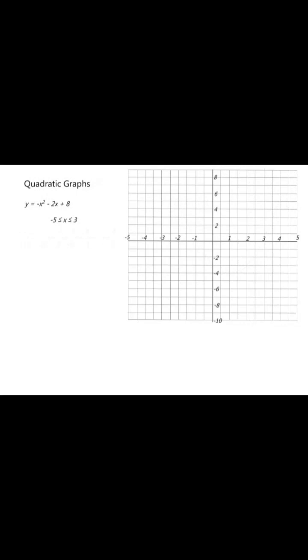Let's now draw the graph for y is equal to minus x squared minus 2x plus 8 for the range of values of x from minus 5 to 3. Table of values. When x is minus 5, y is minus 7. X is minus 4, y will be 0. X minus 3, y will be 5. X minus 2, y will be 8. Minus 1, y will be 9, x 0, y will be 8, x 1, y will be 5, x 2, y will be 0, and x 3, y will be minus 7. We plot these points and we get this kind of graph.